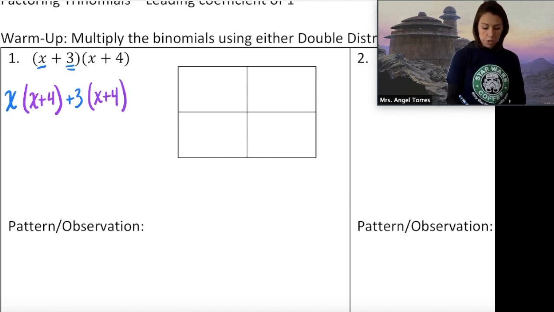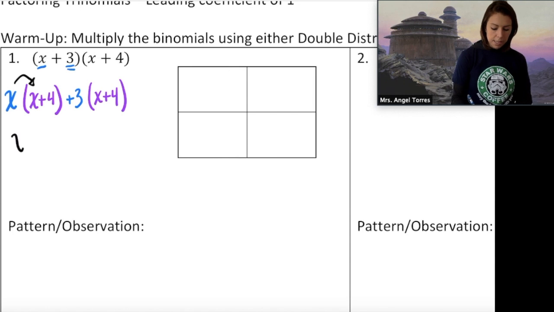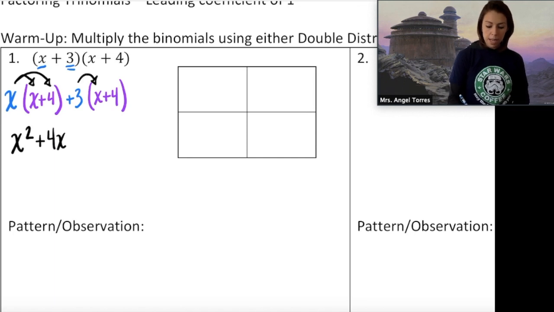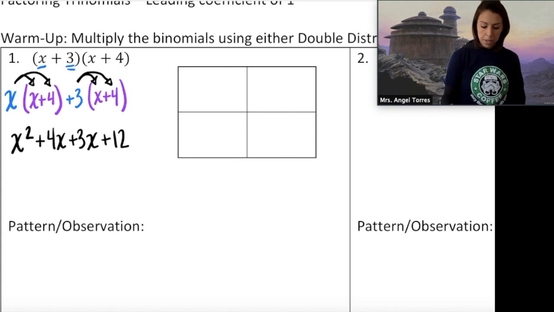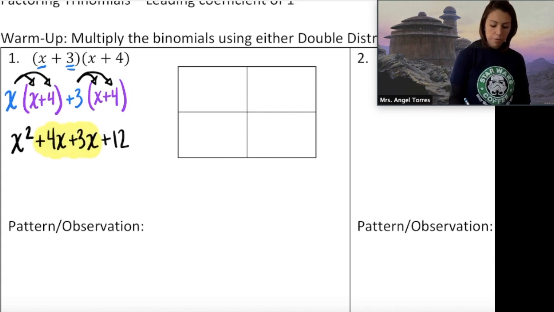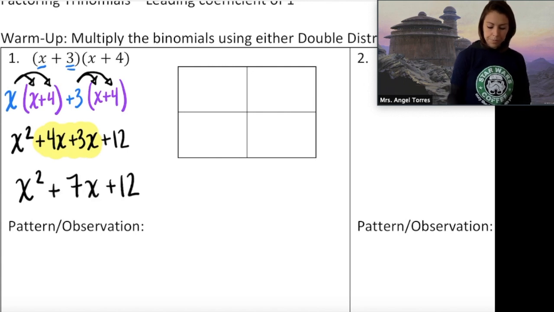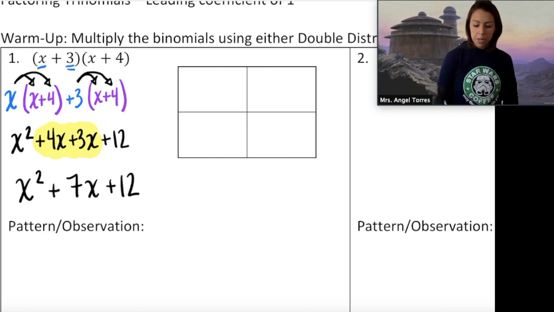Now we use our distributive property. X times x is x squared. X times 4 is a positive 4x. And in our second distribute, 3 times x is 3x, and 3 times 4 is a positive 12. Now, you might notice that we have some like terms that can be combined. So we combine that 4x and that 3x with our final answer of x squared plus 7x plus 12.